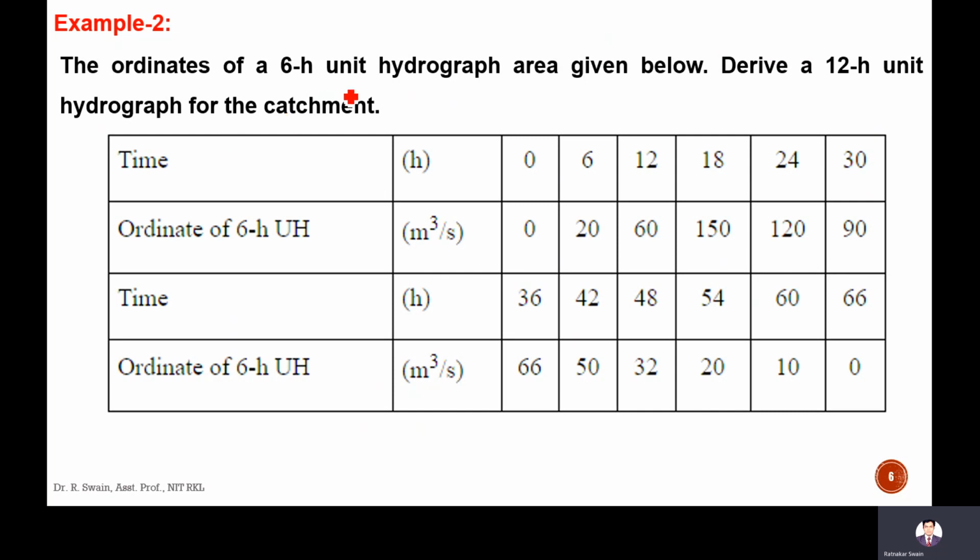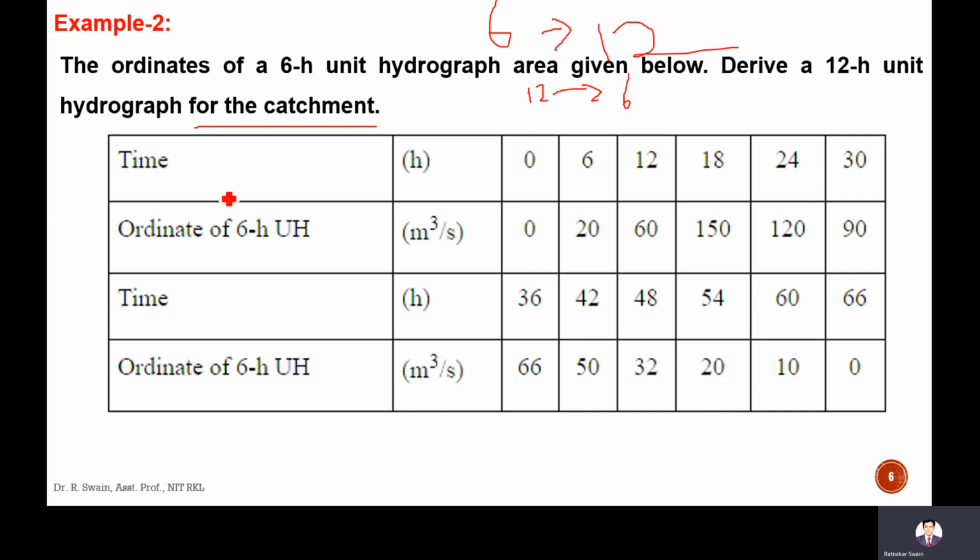Next example: the ordinates of a 6-hour unit hydrograph are given. Derive a 12-hour unit hydrograph for the catchment. A 6-hour is given, and we need 12 hours. When we derive 6 to 12, 6 to 18, 6 to 24, this type of ordinates, we can apply the superposition principle. But if the 12-hour is given, we cannot derive the 6-hour. For that the S-hydrograph is required, which we will discuss after this.